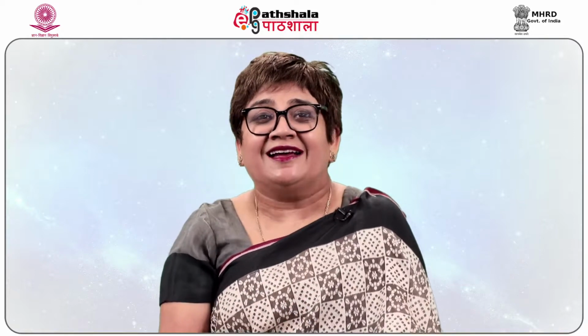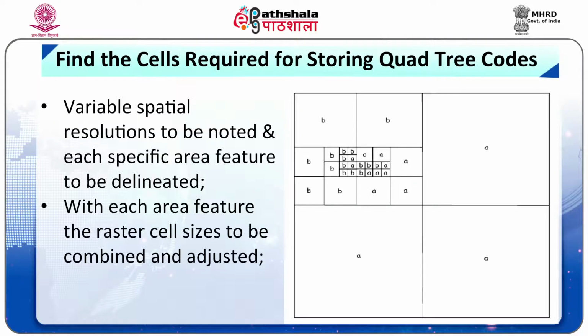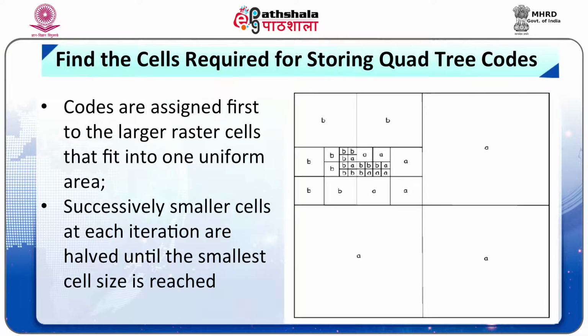They generally represent raster data structures with variable spatial resolution, and this can be best understood if we look at Figure 4. Variable spatial resolutions are noted, and each specific area feature has to be delineated, and features of different size are coded and assigned codes. First the larger raster cells are fitted into one uniform area, then successively smaller cells, at each iteration halving the cell dimension until the smallest cell size is reached. This is very clear in Figure 4, which shows data compression in the quadtree method.